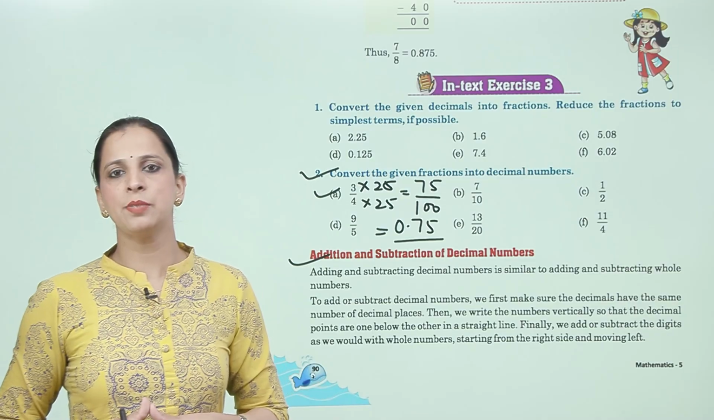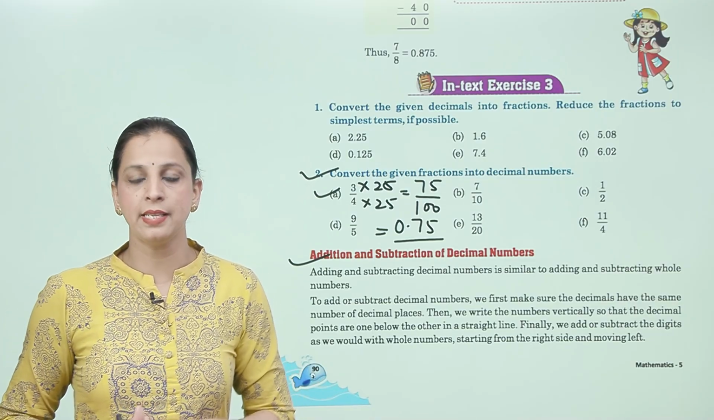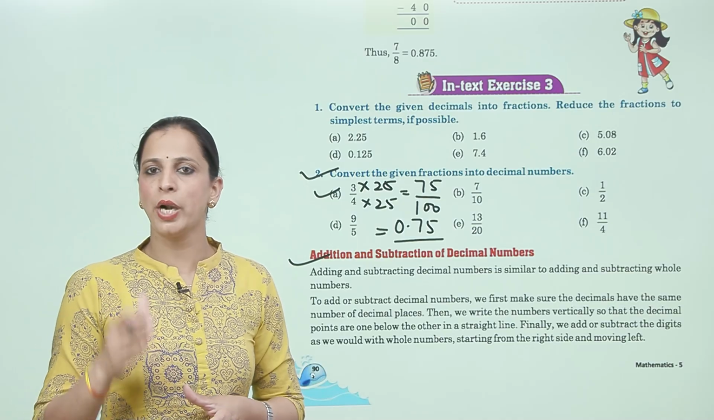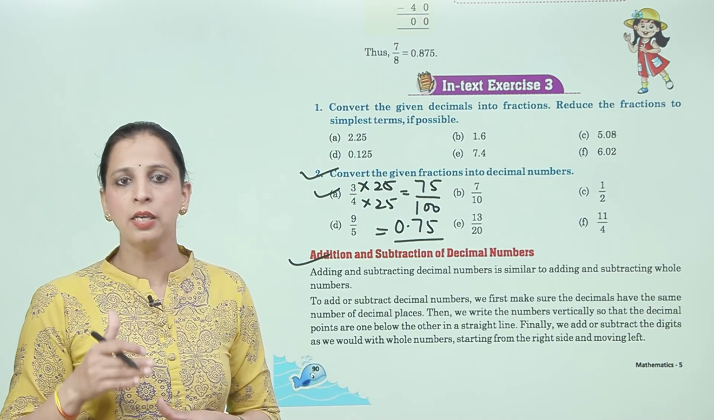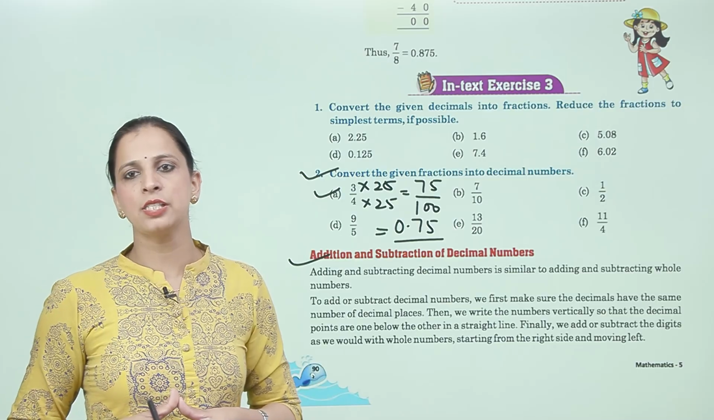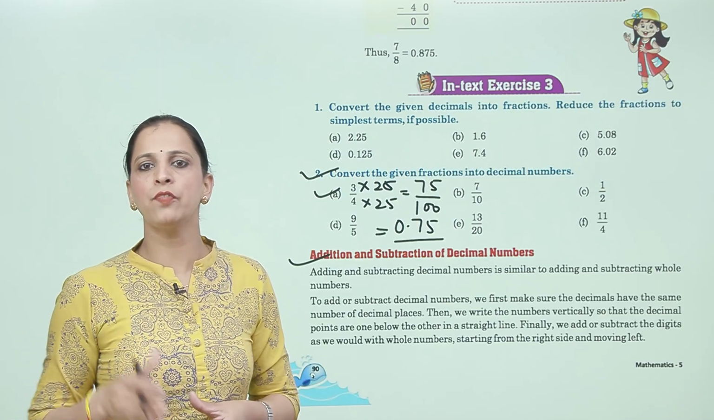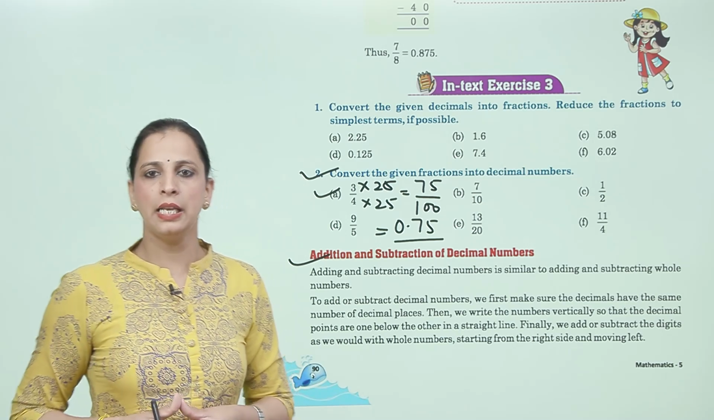To add or subtract decimal numbers, we first make sure the decimals have the same number of decimal places. Then we write the numbers vertically so that the decimal points are one below the other in a straight line. Finally, we add or subtract the digits as we would with whole numbers, starting from the right side and moving left.